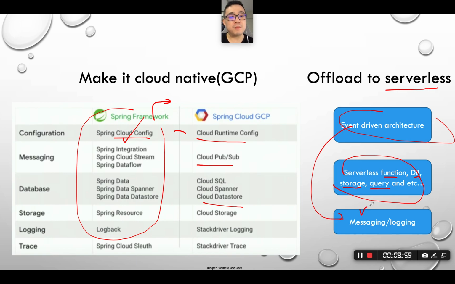And apart from the messaging and serverless functions, we need the logging as well, because you want every single action to be recorded. So these three constitute the event-driven architecture, or what we call the cloud-native one.